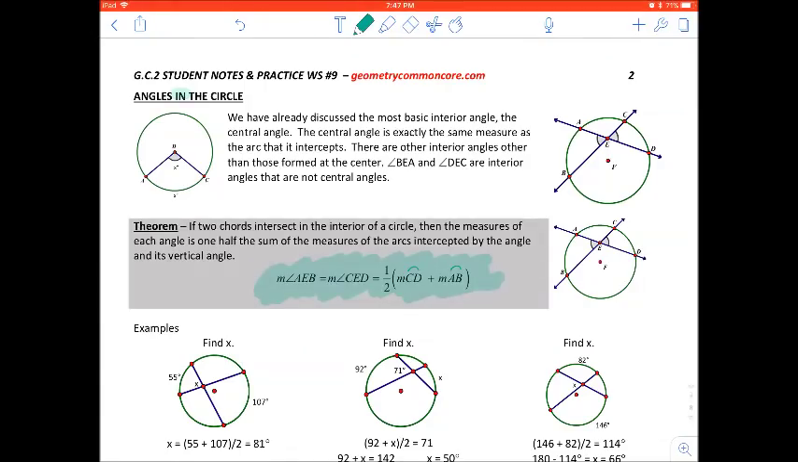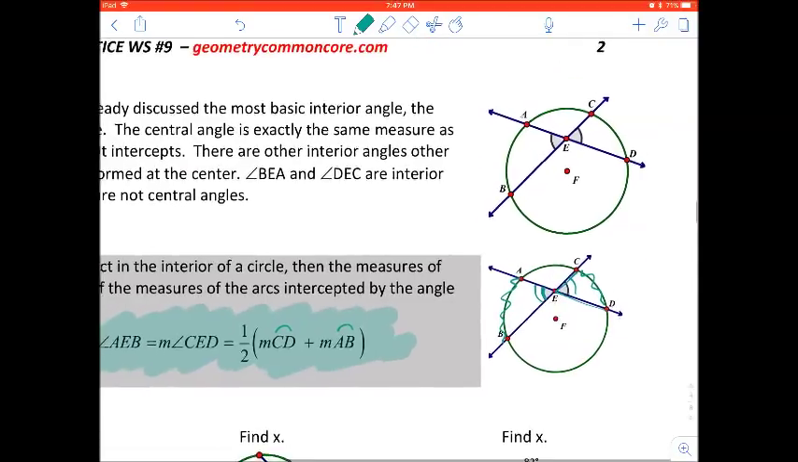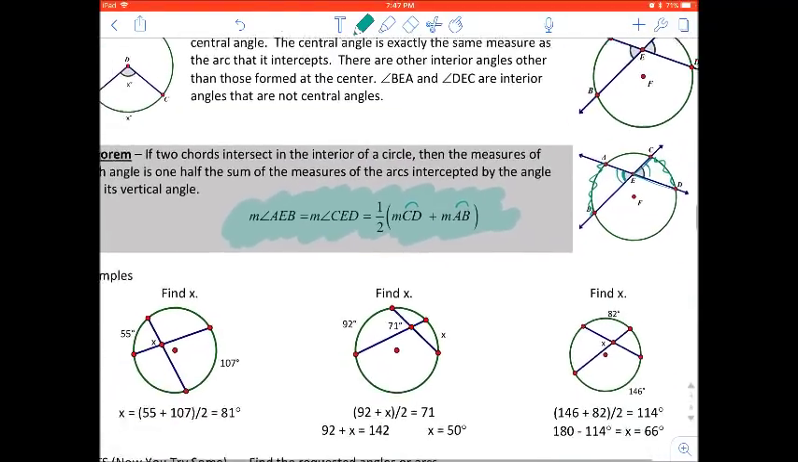If you look at the next part of the notes, we're looking at angles that are formed inside of a circle. We've seen central angles before, but now we're going to look at angles formed by chords intersecting, for example, or secant segments intersecting. And the relationship is that the angles that open up to the arcs that they intercept are going to be half of the sum of the arcs. So angle E, measured by AEB, or the vertical angle CED, is going to be equal to half of AB plus CD. So let's go ahead and jump into a couple applications.